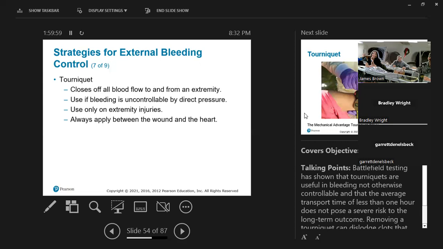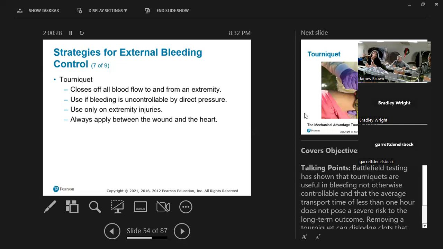We're actually saying, hey, if it's not controllable by direct pressure, or you throw a pressure dressing over it and it bleeds through, throw a tourniquet on. You just throw a tourniquet on anyway, then? No, not quite. It has to be major bleeding, because most stuff can be stopped with a 4x4. Capillary bleeding. Oh yeah, and it does hurt.